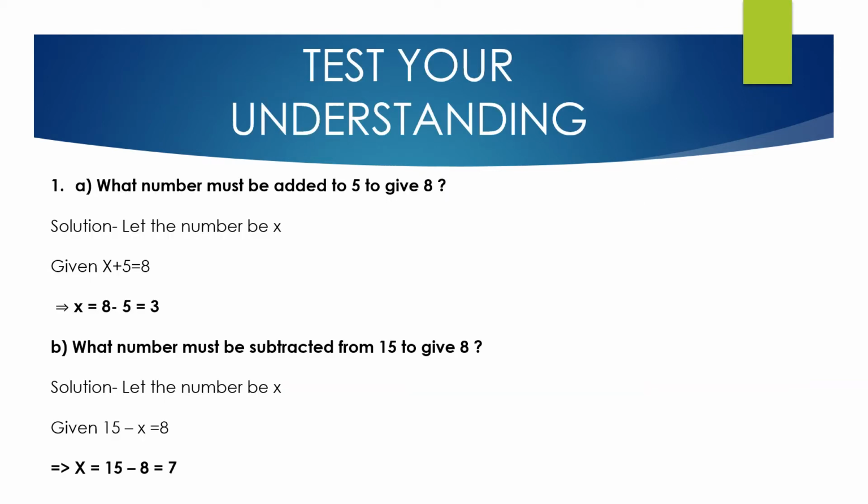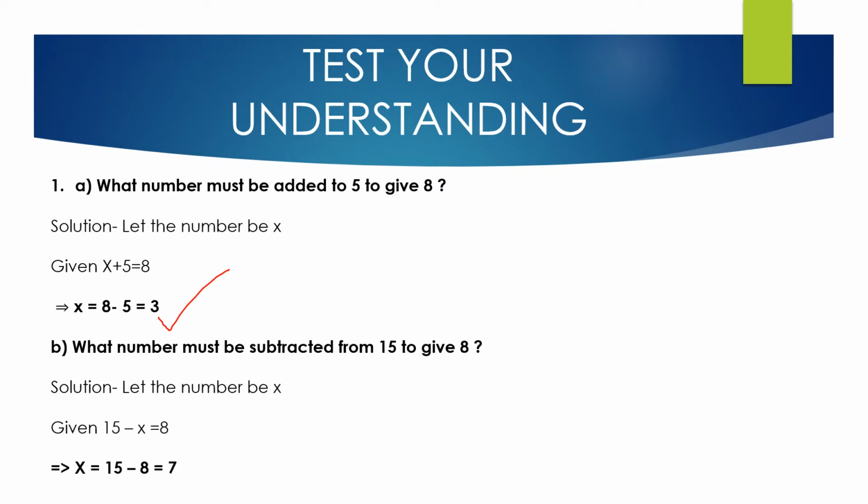Now we solve question number 1, first bit A. What number must be added to 5 gives 8? Let the number be x. We have to find the number which is added to 5 gives 8. So x plus 5 equal to 8. We know the number 3 added to 5 gives 8. So the number x will be 3.